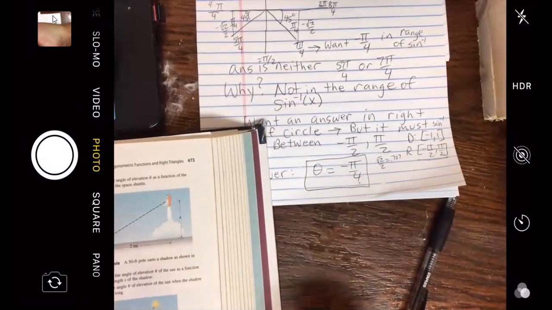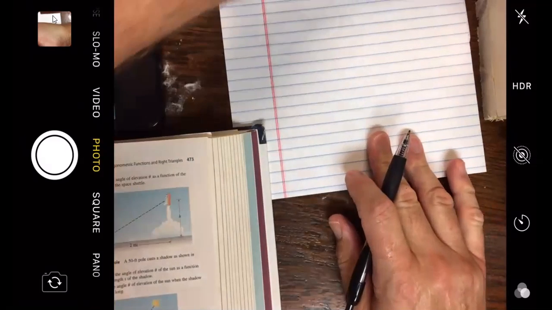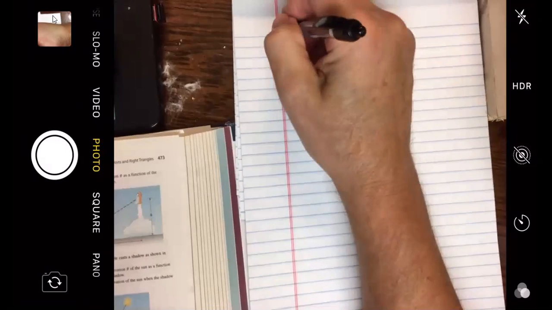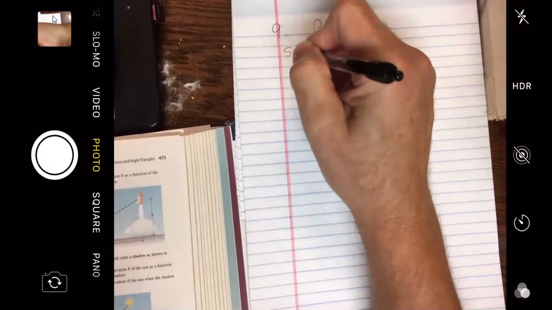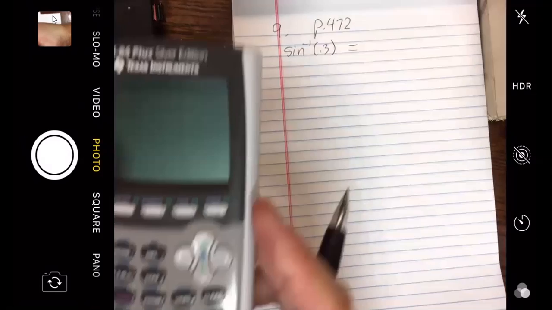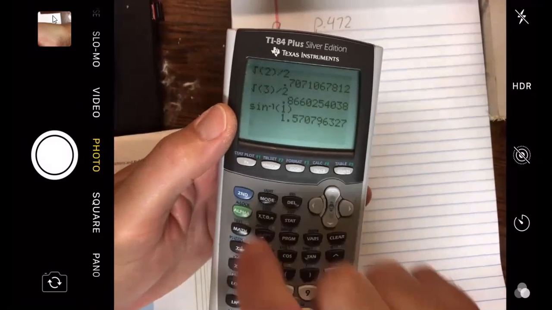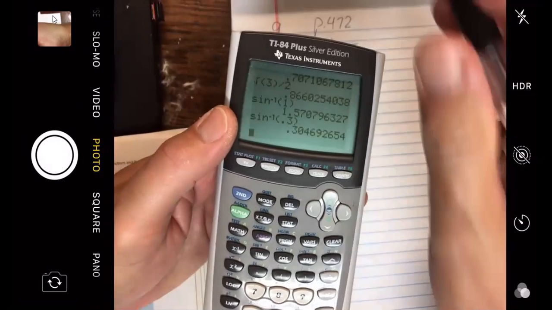The next section, they want a calculator value approximated to 5 places. Again, some of these can be punched and some of them, they're tricking you. Try problem 9. It's off page 472. Arc sine of 0.3. I'm still in radian mode. 0.30469.